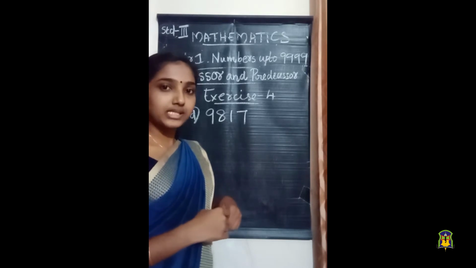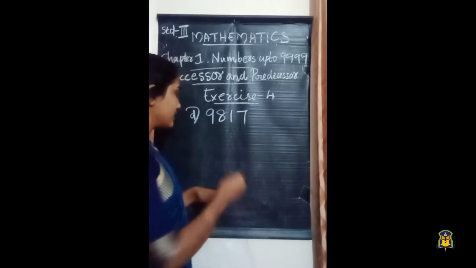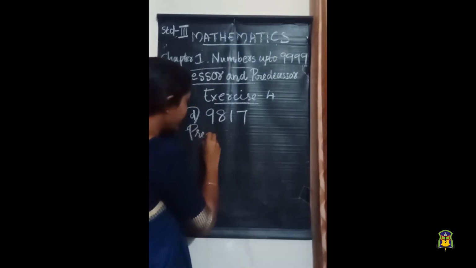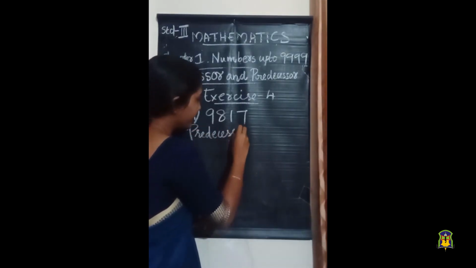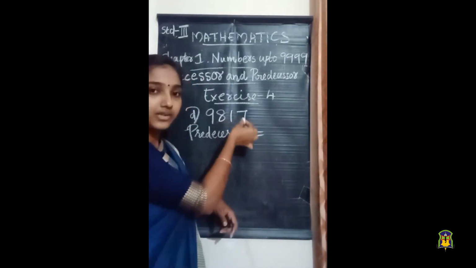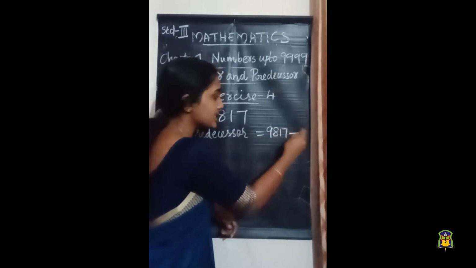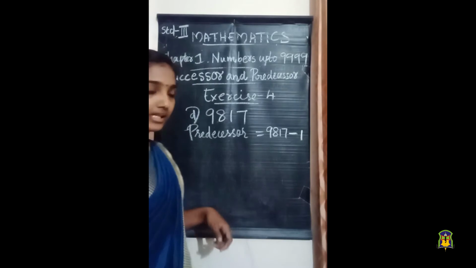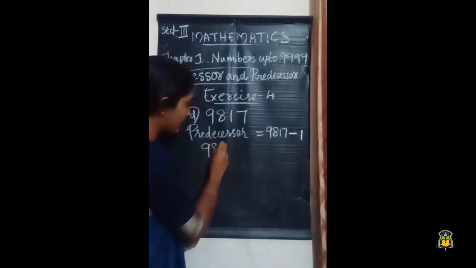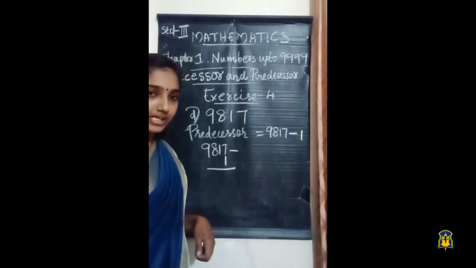So, to find the predecessor, what we have to do? We have to subtract 1 from the given number, isn't it? So, predecessor of 9817 equals 9817 minus 1, isn't it? So, while subtracting, what we will get? 9817 minus 1. We are subtracting 1.